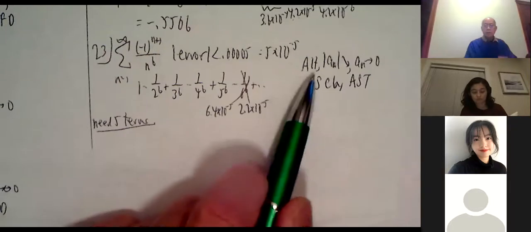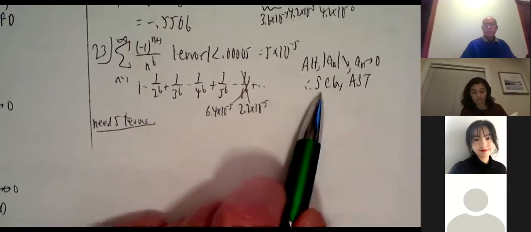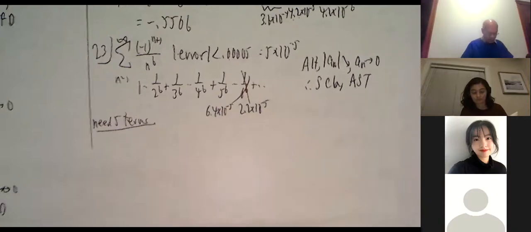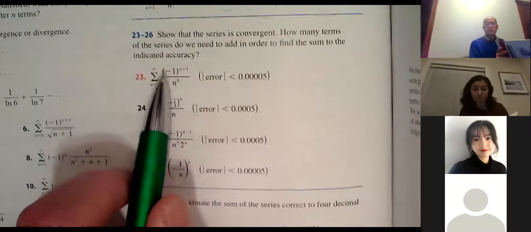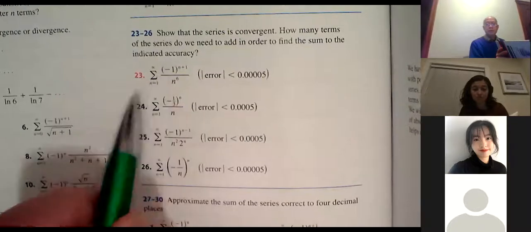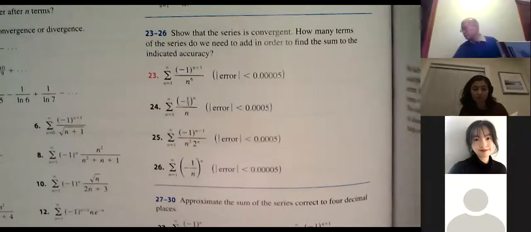Yes, it's alternating. Absolute value of a sub n is decreasing. A sub n approaches 0. Therefore, the series converges by the alternating series test. This particular question only asks you to say how many terms you need. It didn't ask you to actually add them up, so I didn't add them up. Decided not to.